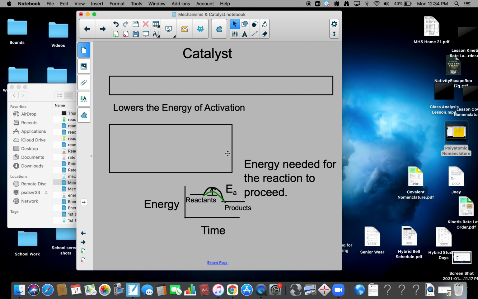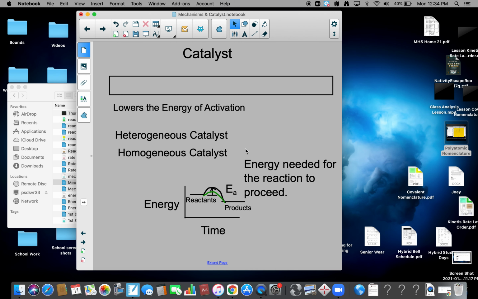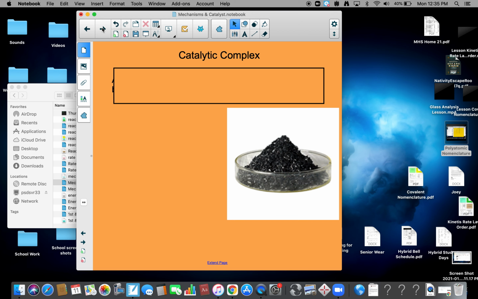Now, what does a catalyst do? It lowers that activation energy, makes it smaller. Now there are two different types of catalysts. It can either be a heterogeneous catalyst, which is in the opposite state from my reactants, so if my reaction is a liquid, my catalyst will be a solid, or a homogeneous catalyst, where they're all in the same phase.